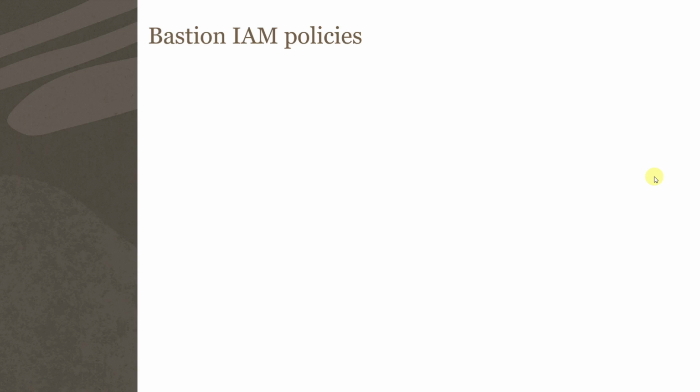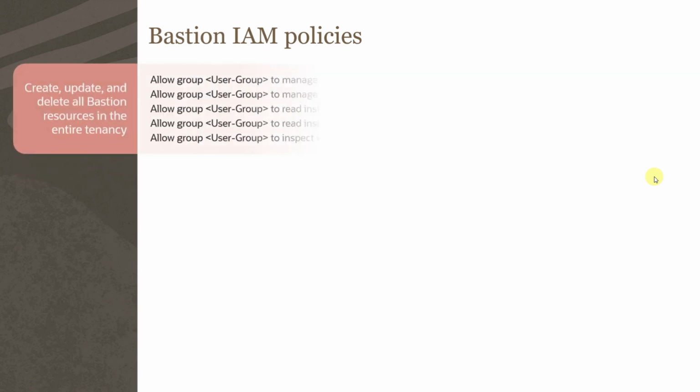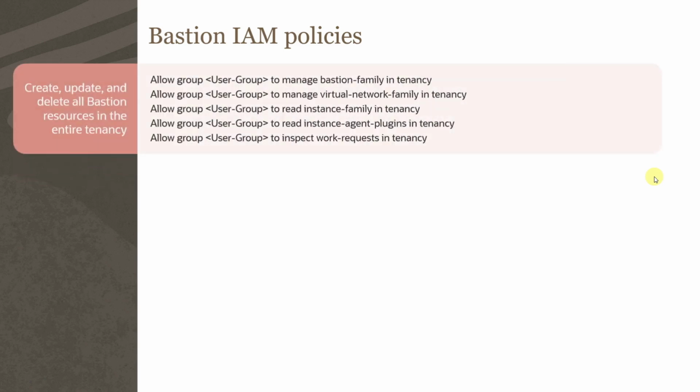Let's explore the essential IAM policies required for Bastion operations. Users need specific permissions for various Oracle Cloud Infrastructure resources when creating a Bastion or session. Here are some examples. For user groups like security admins responsible for overall Bastion management, which includes tasks such as create, update, and delete all Bastion resources in the entire tenancy, we must set up these policies to allow them these operations, which includes to manage Bastion family, manage virtual network family, read instance family, read instance agent plugins, and to inspect work requests in tenancy.